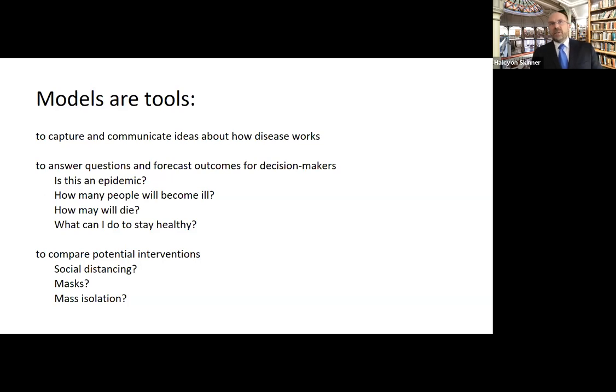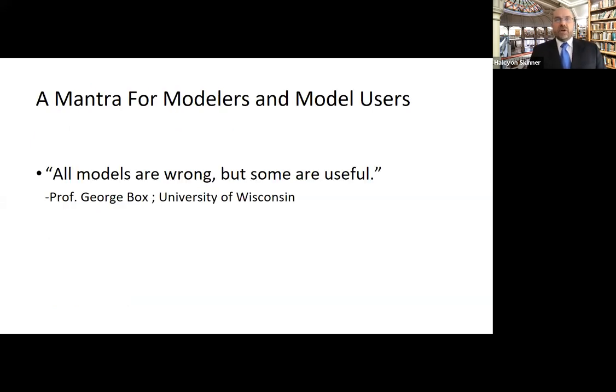Models can also be used to help compare potential interventions and think about policy changes or biomedical interventions that might help us reduce the infectious potential of the disease or the consequences in the population. These include things that we're all familiar with now, like, is social distancing important? Should we wear masks? When do we need to think about mass isolation and quarantine? Next slide, please.